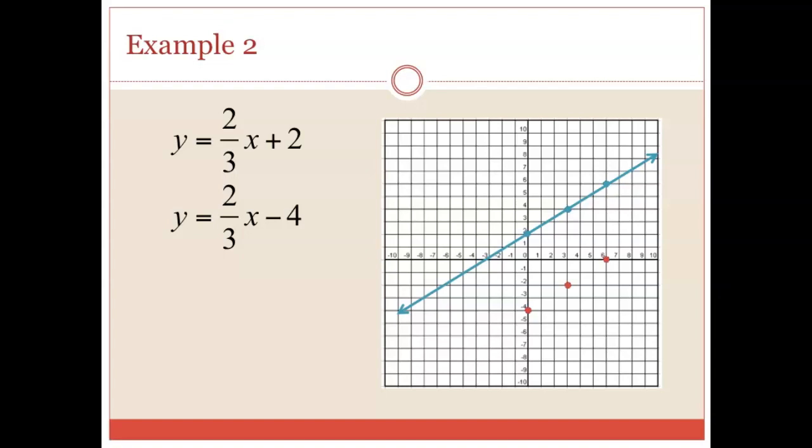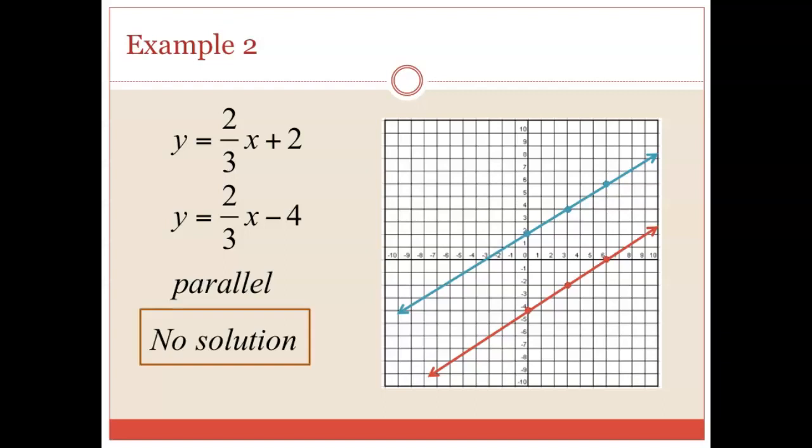Now you may have noticed that these two lines have the same slope, which means the two lines are parallel, as you can see in the graph. If two lines are parallel, we know that there is no intersection point, because that's the definition of parallel lines. So since we have parallel lines, there's no intersection, we would say that this has no solution, because there's nowhere where these two lines will ever cross.